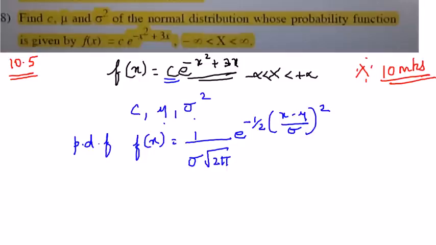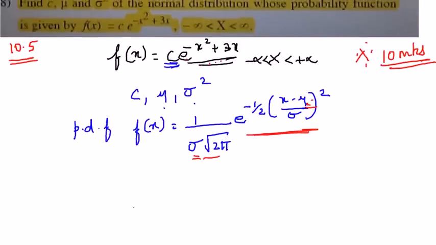Fine. So we have to find c here, then we have to find mu and sigma from here. Which means that we have to bring the given equation c e power minus x squared plus 3x somehow to this form. Then you can find mu and sigma. So what are we going to do for that? Let's get started. The first thing I'm going to do is bring the minus sign outside. So when I bring the minus sign outside, it becomes x squared minus 3x.